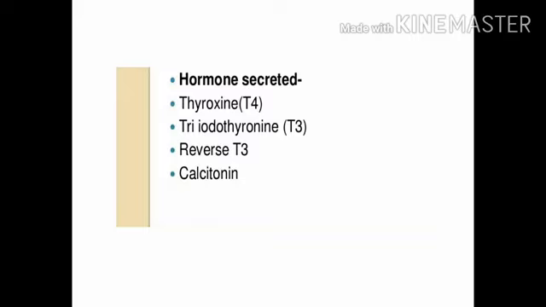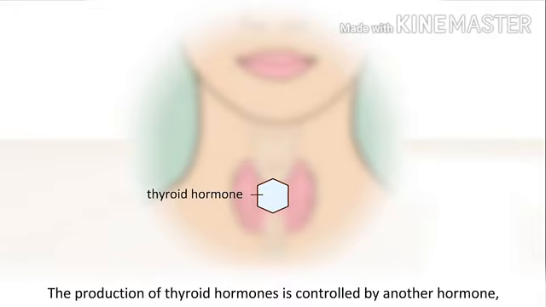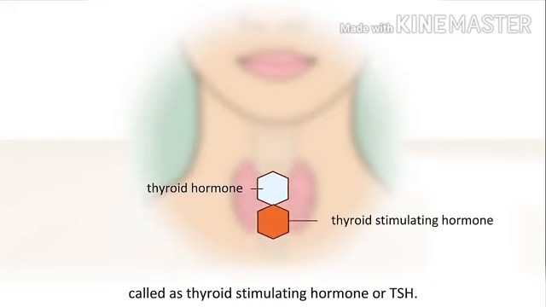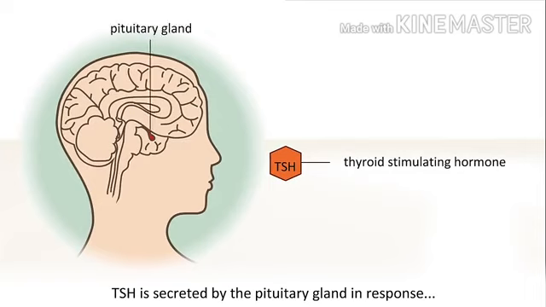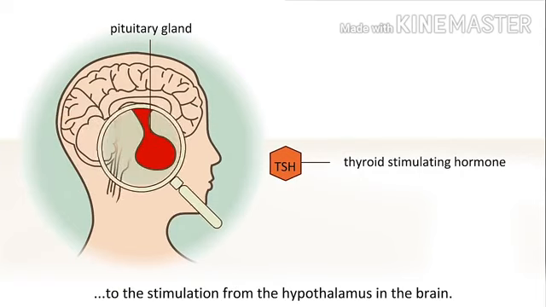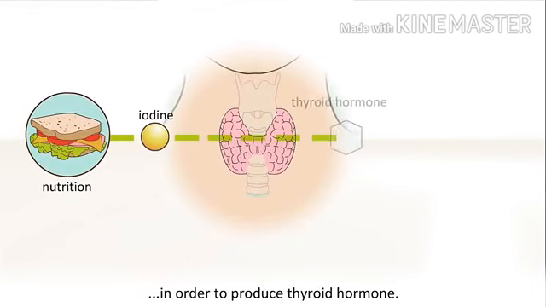Let's see the hormones secreted by the thyroid gland: thyroxine, triiodothyronine, reverse T3, and calcitonin. Triiodothyronine is known as T3, thyroxine is T4. The production of thyroid hormones is controlled by another hormone called thyroid stimulating hormone or TSH. TSH is secreted by the pituitary gland in response to the stimulation from the hypothalamus in the brain. The thyroid needs iodine from nutrition in order to produce thyroid hormone.